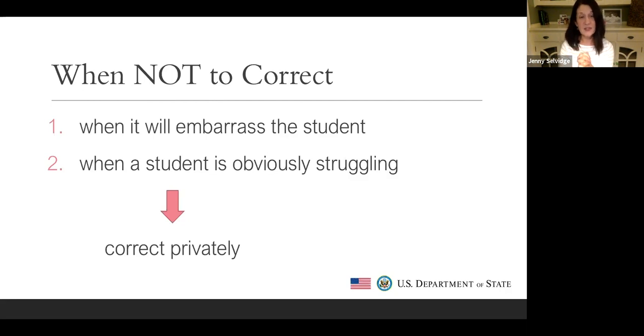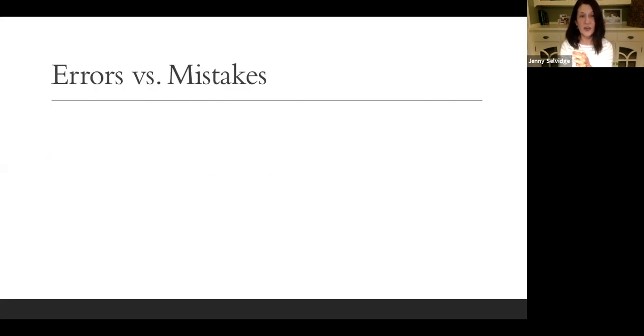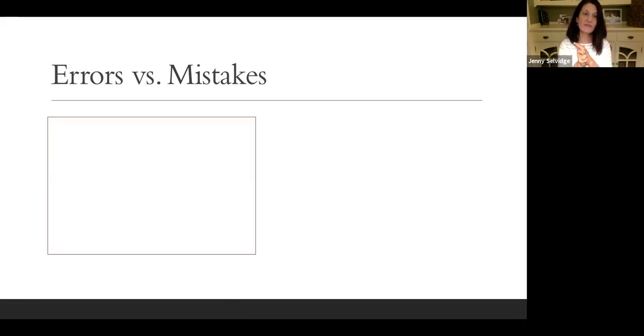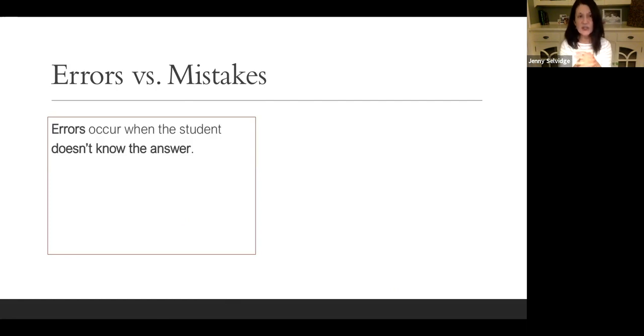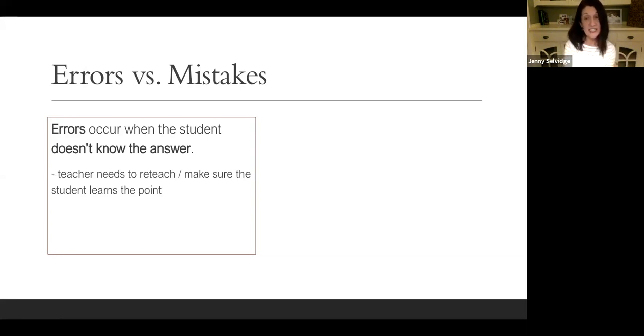Okay, so let's go to the next slide and talk about the difference between errors and mistakes, because this is important for us as teachers and when and how we correct. So the first one, an error, it occurs when the student doesn't know the answer. So next, what we need to do as teachers, we need to go back and be flexible and say, okay, we need to go back and reteach. The student still doesn't know, and so I need to go back and explain it again in a different way so that they can understand.